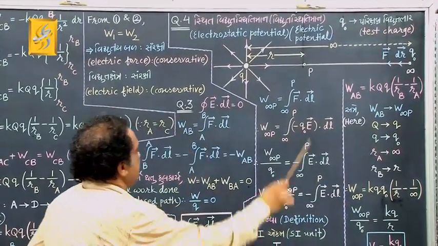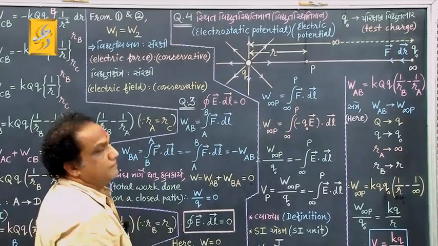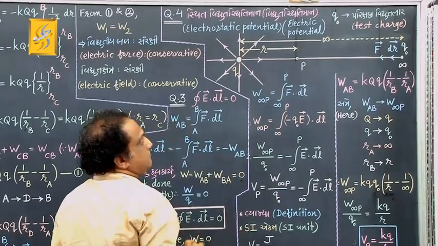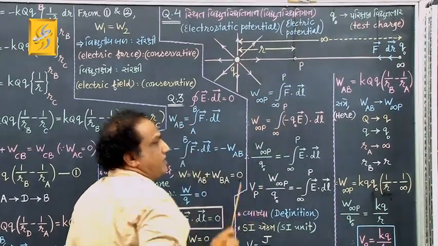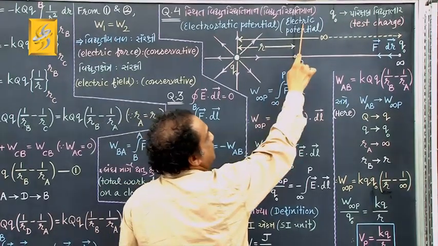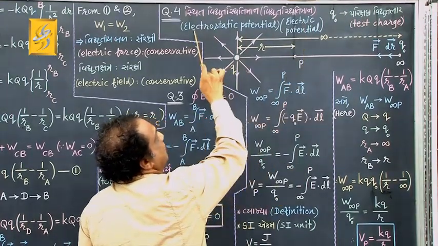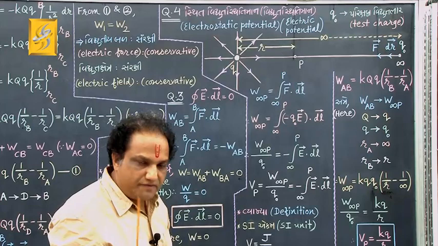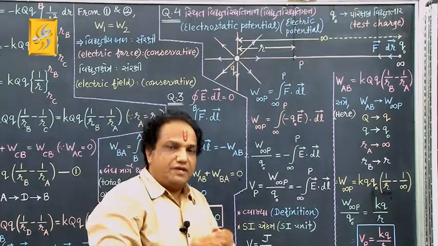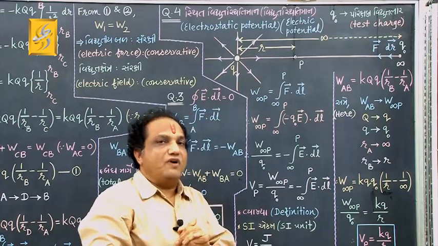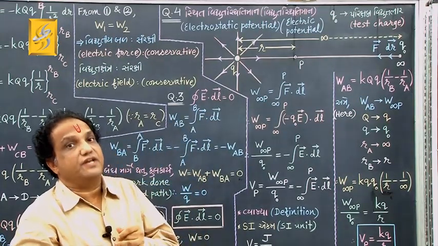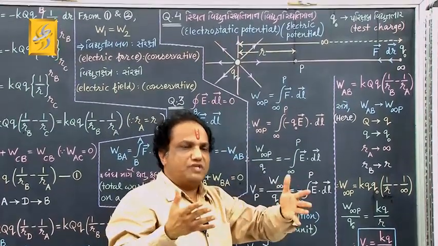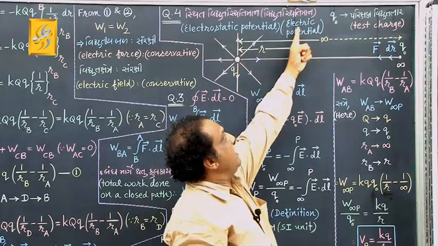Now we go for question number 4 about electrostatic potential, or just for our convenience we speak of electric potential, correct? Whether you say electrostatic potential or electric potential, we will have the same meaning, okay? Actually it is the electric potential to be found out at a particular point in a stationary electric field. That's what is called electrostatic potential. But from now onwards, for the sake of convenience, we will speak of electric potential.